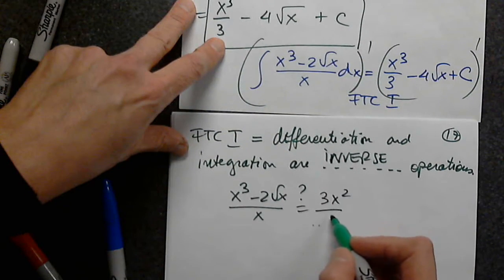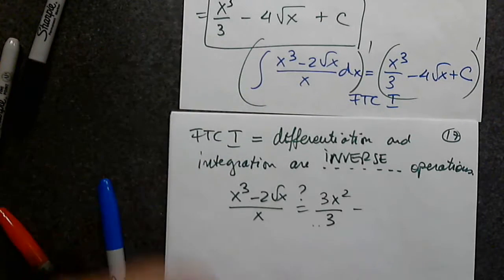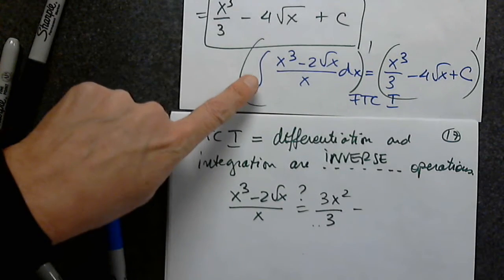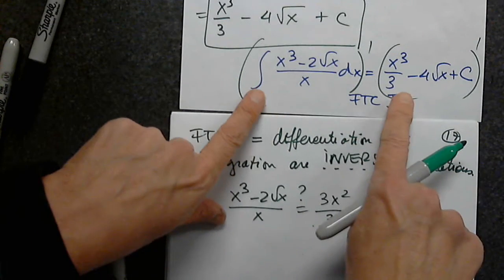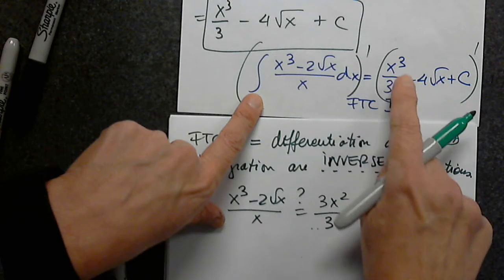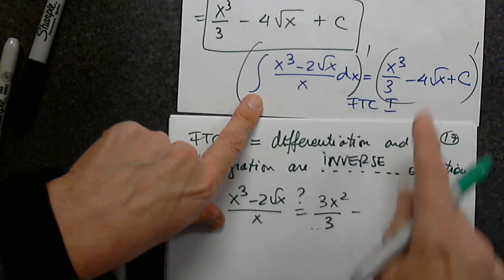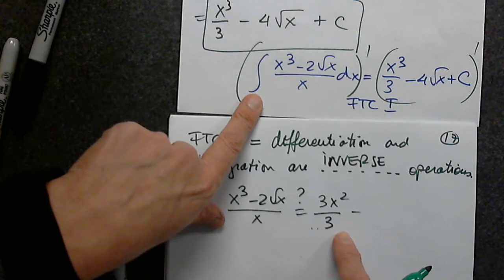3x squared over 3. Wouldn't it be x to the 4th over 4? I'm differentiating. You mean on the other side? Yeah. So when I differentiate x cubed over 3, I bring down 3, subtract 1 from the power. He's saying when you originally got the derivative of the function.